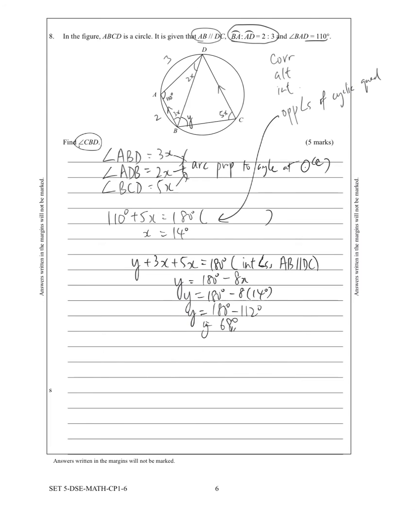In this case, we have used the interior angles, we have used the opposite angles of a cyclic quadrilateral, and then we used arcs are proportional to angles at the circumference. This allowed us to use interior angles, and because the four-sided shape is inside a circle, it allowed us to use the opposite angles of a cyclic quadrilateral.